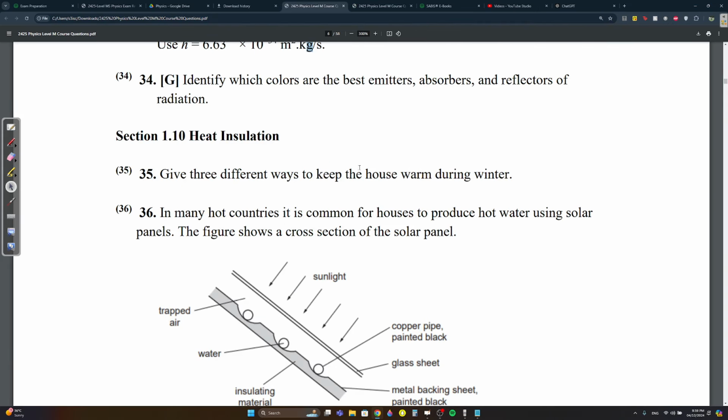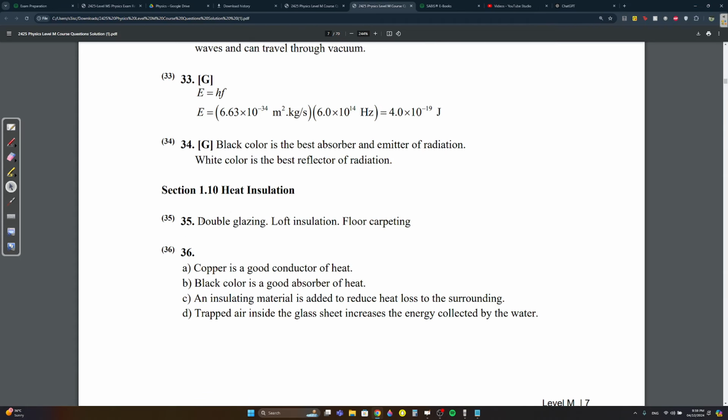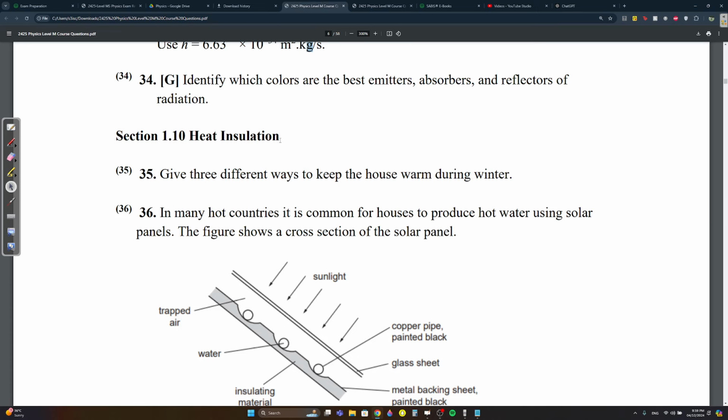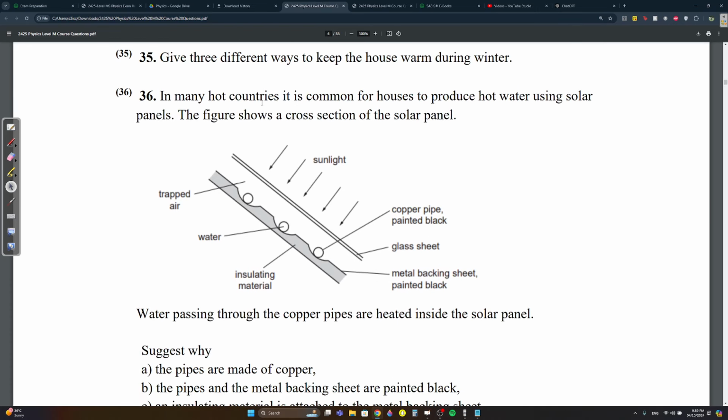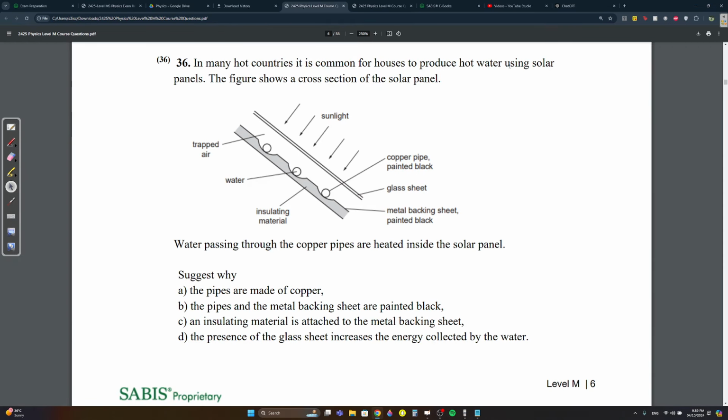Give 3 different ways to keep the house warm during winter. This is nice. It is important. Double glazing, right? Loft insulation, floor carpeting, and so on and so forth. These so far are very self-explanatory questions. Just memorize.